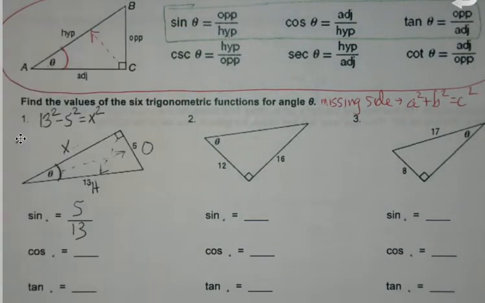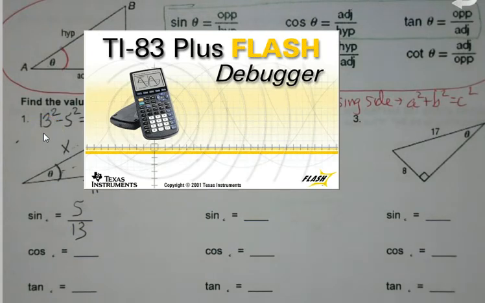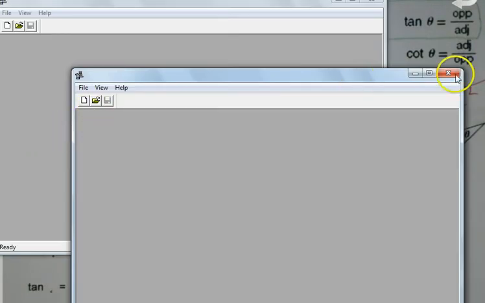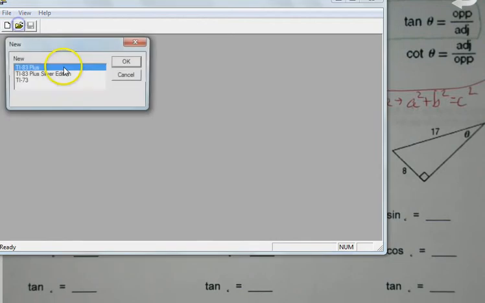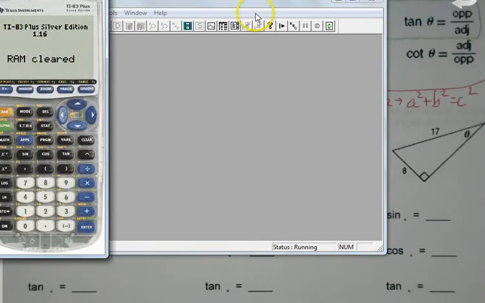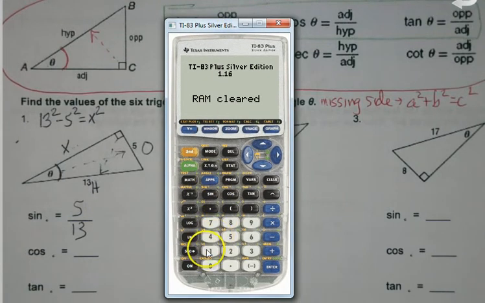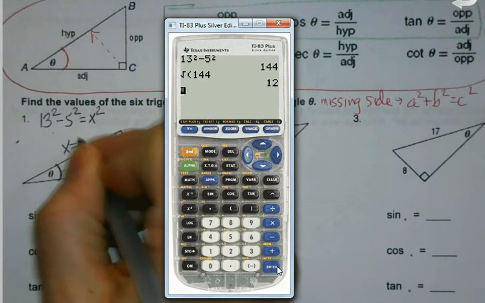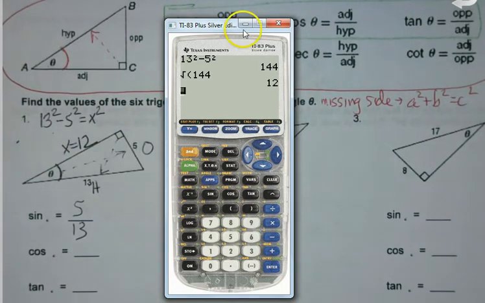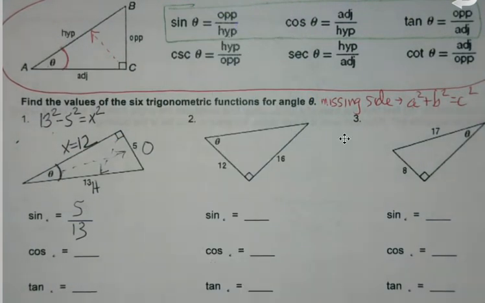I'll show you some ways to quicken things up in the calculator, but I don't want you to do everything there, because that's when we tend to get ourselves into trouble. All right, so we'll swing this over. Square root is just second to x squared. I think we probably talked about that before. So my x value here is 12, and now I have what I need to find all my trig functions.